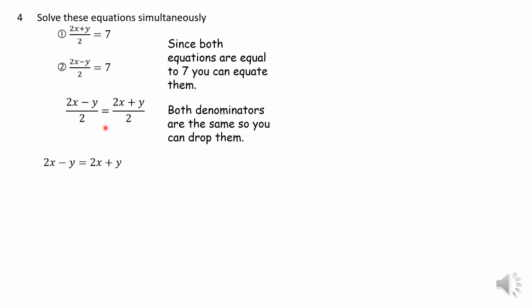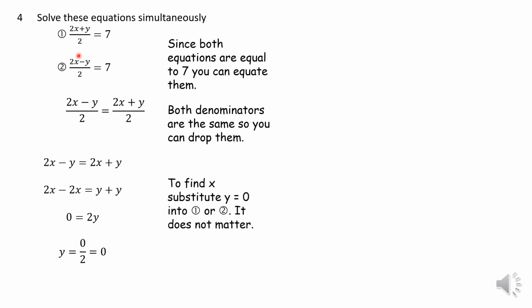And from here you start collecting like terms, all the terms containing x to one side, and all the terms containing y to one side. Well, you realize that the value of y will be 0. Now, in order for you to find the value of x, you can simply take this value of y, which is y equals 0, and you can substitute it in any one of these two equations, 1 or 2. It ultimately doesn't matter in which one you put them in.